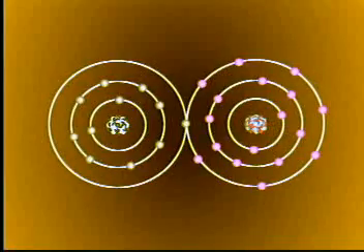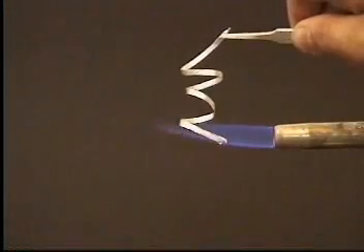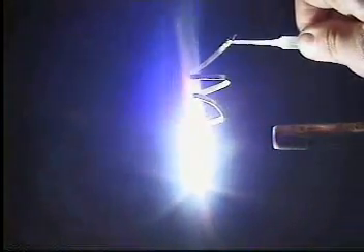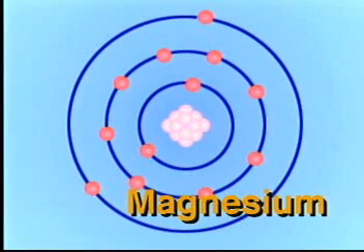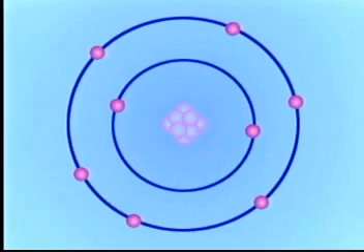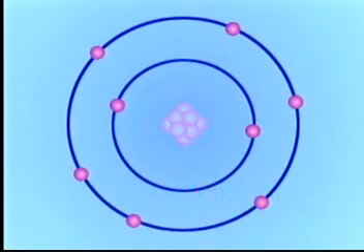And this burning piece of metal, an atom of magnesium with a small number of electrons in its outermost shell, donates electrons to an atom of oxygen that needs those electrons to fill its outer shell. Here you can see an atom of magnesium with 2 electrons in its outermost energy level, an atom of oxygen that has 6 electrons in its outermost energy level.